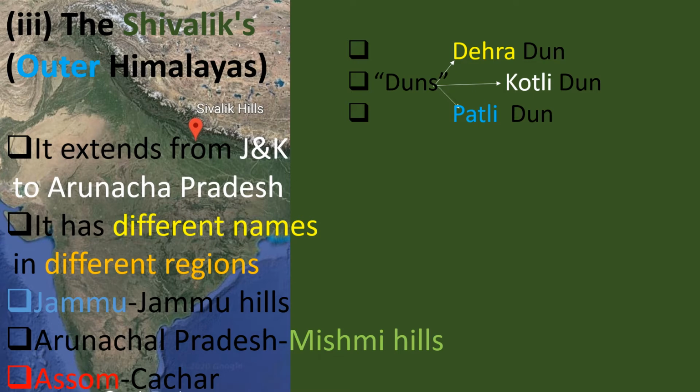The valleys lying between the Lesser Himalayas and the Shivalik range are called duns. Some examples are Dehradun in Uttarakhand, Kotli Dun in Jammu and Kashmir, and Patli Dun in Uttar Pradesh, which are the important duns. The easternmost boundary of the Himalayas is the Brahmaputra Valley.